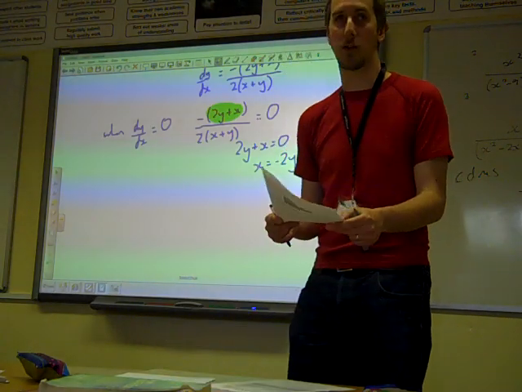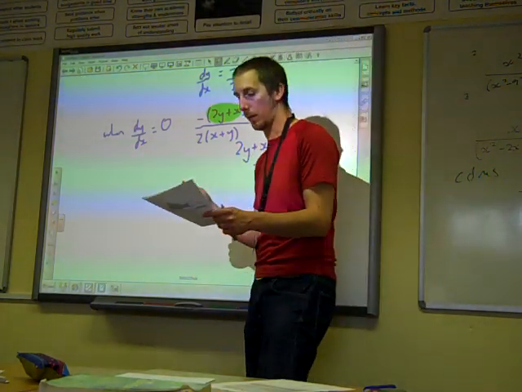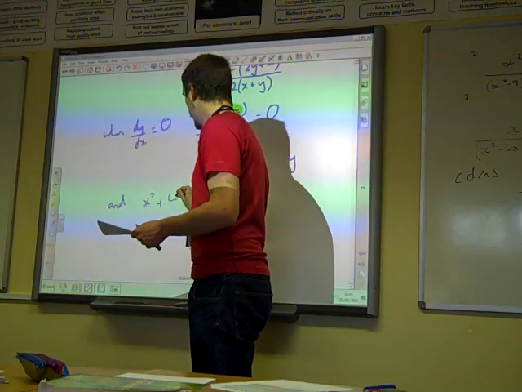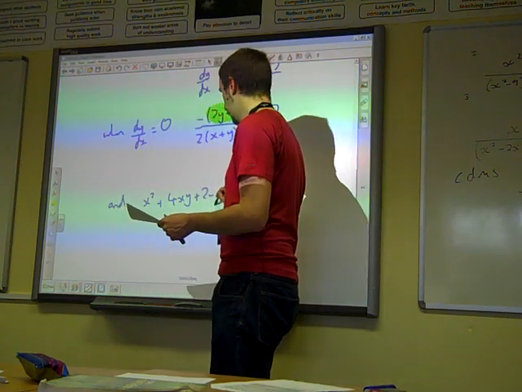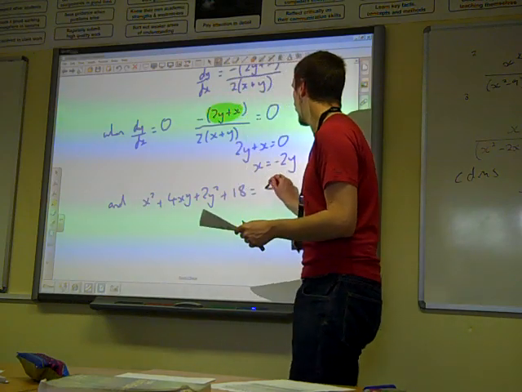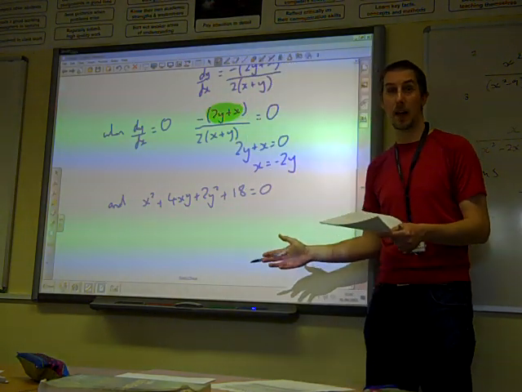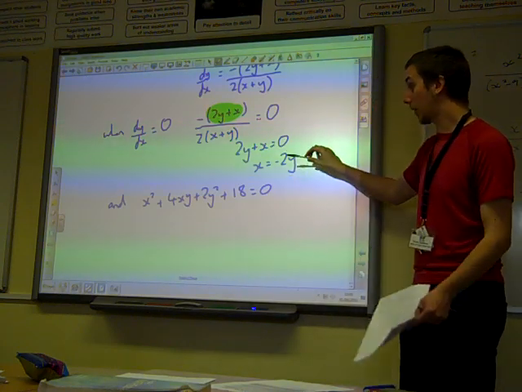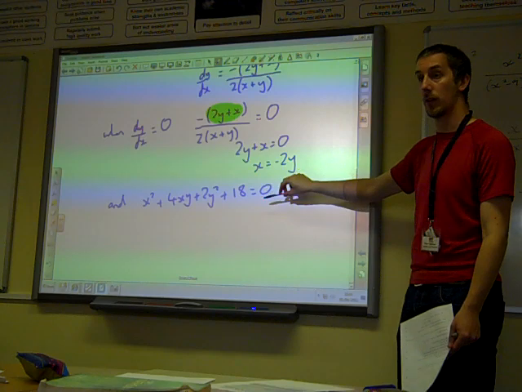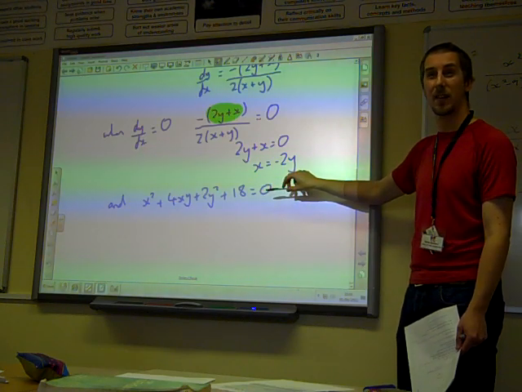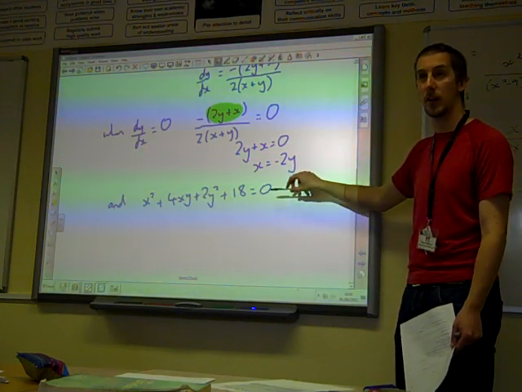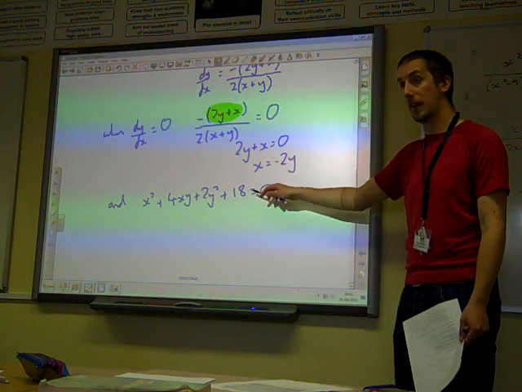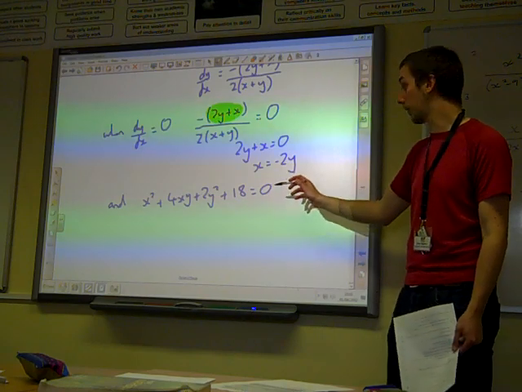We already had a relationship between x and y that defined the curve. It was x squared plus 4xy plus 2y squared plus 18 is 0. So what we're basically saying now is that the stationary points happen when x and y satisfy these two equations. That sounds like simultaneous equations to me. And so we're going to take this equation and substitute it into this one, and that will give us our coordinates.